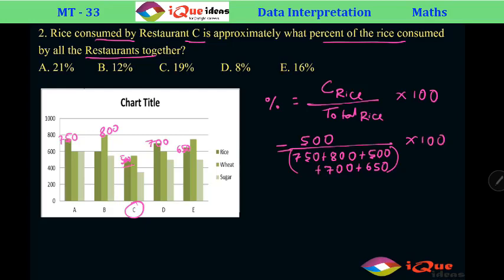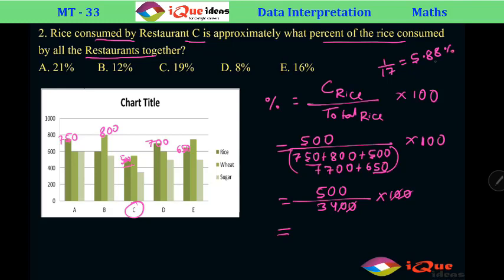So this is the required situation. If you simplify, in the numerator it is 500. Now add the denominator carefully. 700 plus 800, 1500, plus 500, 2000, plus 700, 2700, plus 650, 3350, and this 50 and 50, so 3400, into 100. Alright, so the zeros are cancelled. It is 500 by 34. If you simplify it, it will come out to be about 1 by 17. If you have done percentages, 1 by 17 is 5.88%.